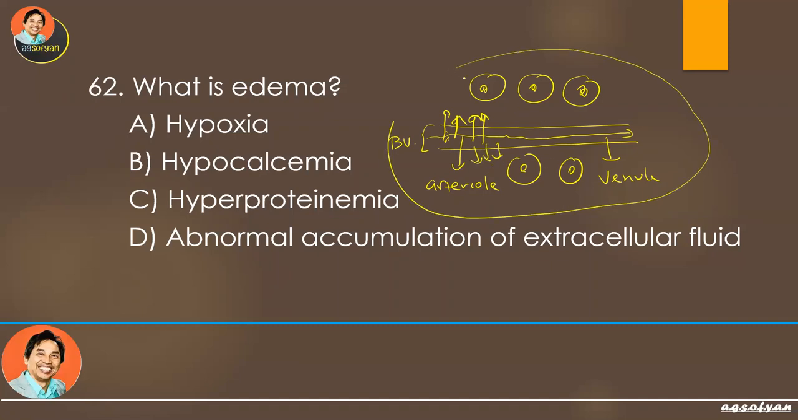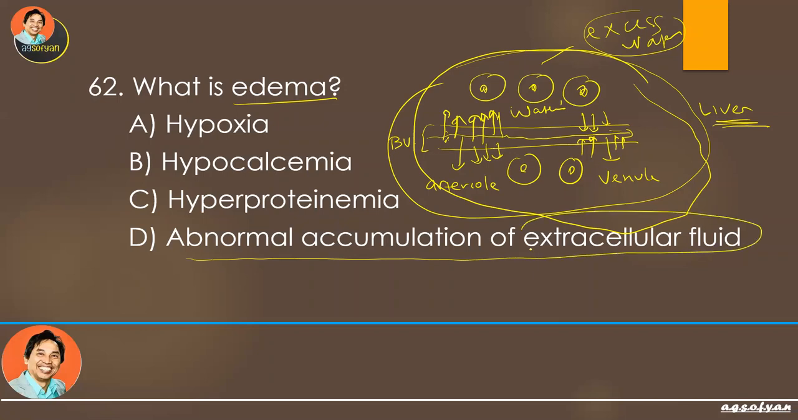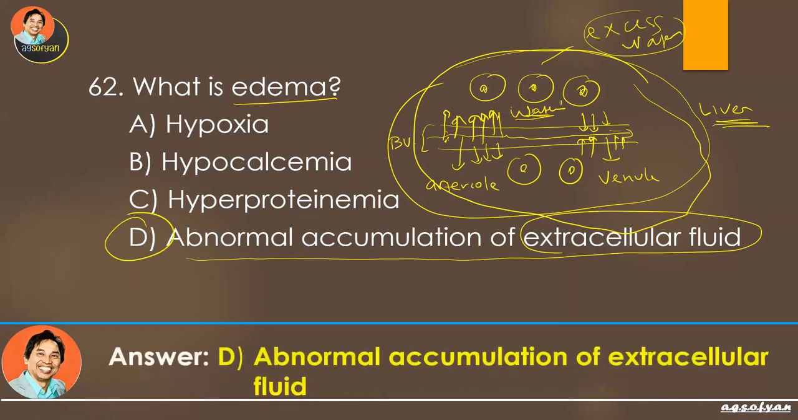Let's say this is liver, okay? And then in this part, on the venous part, there will be reabsorption of molecules and also plasma, water becomes plasma in the cell. If there is more filtration over here, what happened, there will be more water in this area if the reabsorption is less. And what happened with this organ? It becomes bigger, because of excess water. So this excess water in the organ is called the edema. Abnormal accumulation of extracellular fluid, which is coming from this water over here. Okay, so that's the answer of this question.